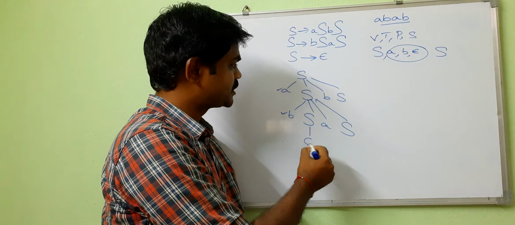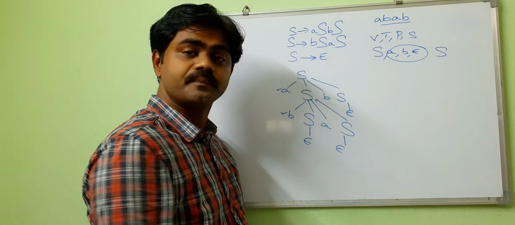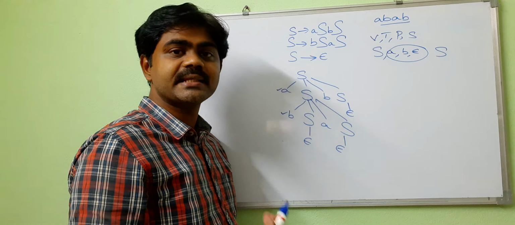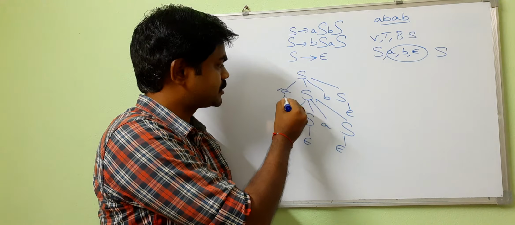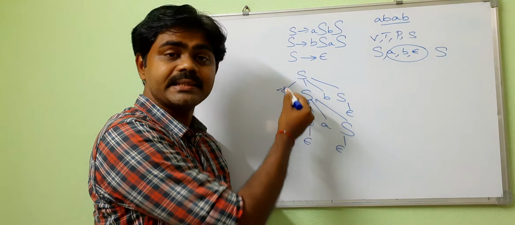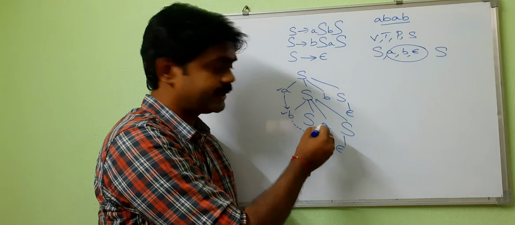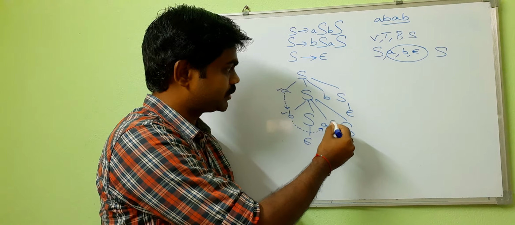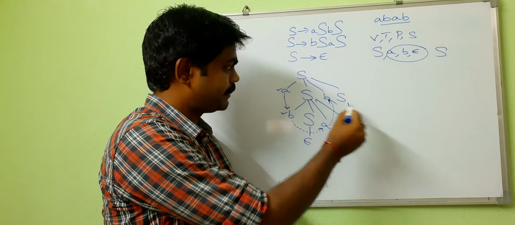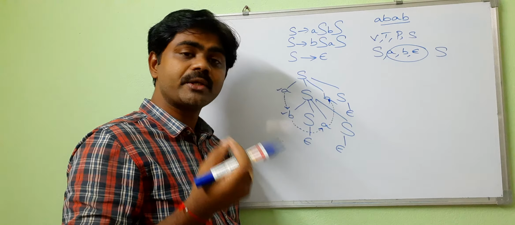So substitute epsilon here, epsilon, epsilon. Epsilon is nothing. So what string did I get here? A. I am showing with arrow marks, dotted lines: A, B, directly go to A. And here we have epsilon, forget about that, and directly go to B. So I got ABAB. So we got one parse tree.